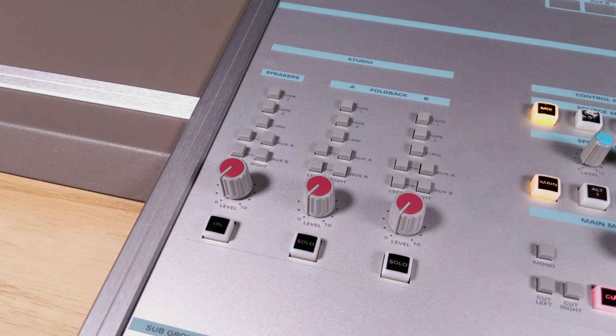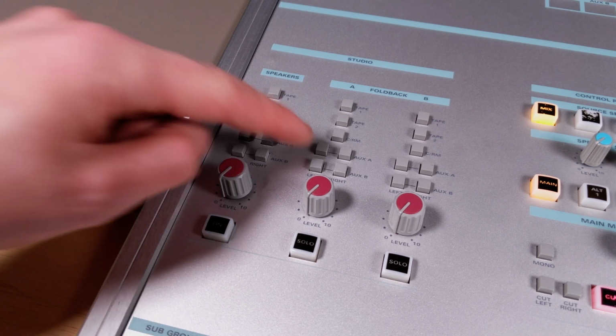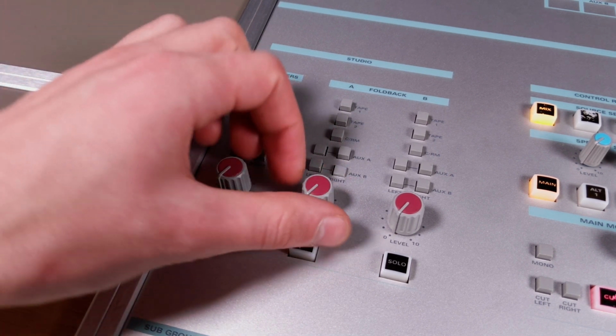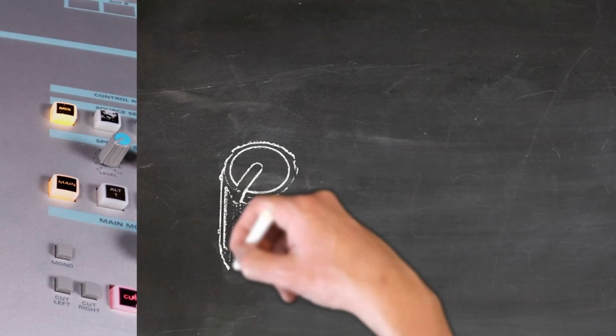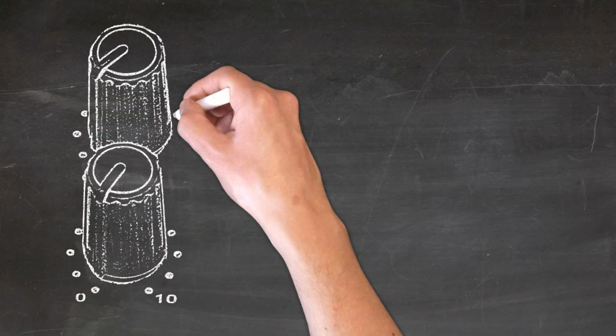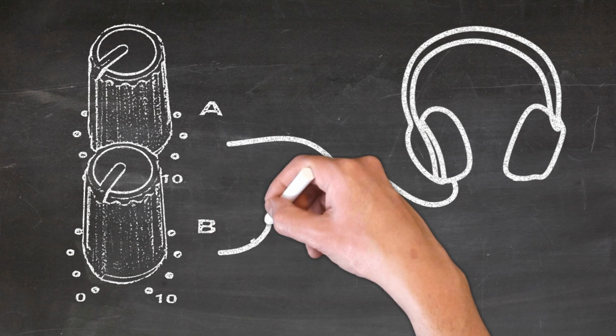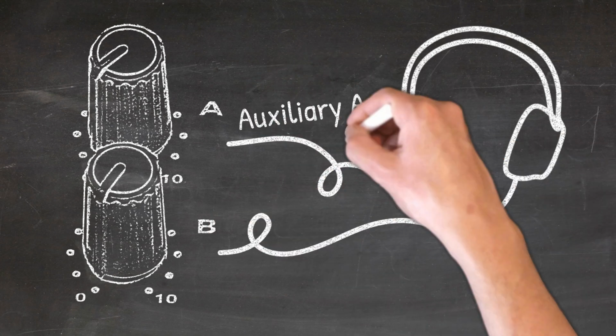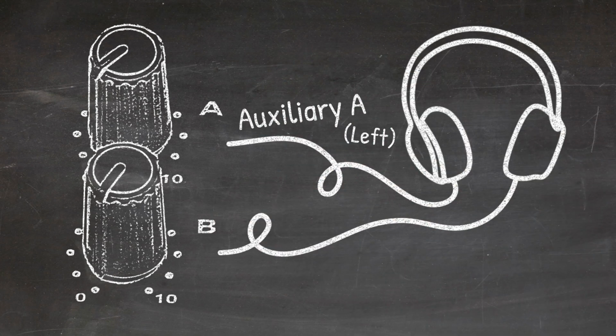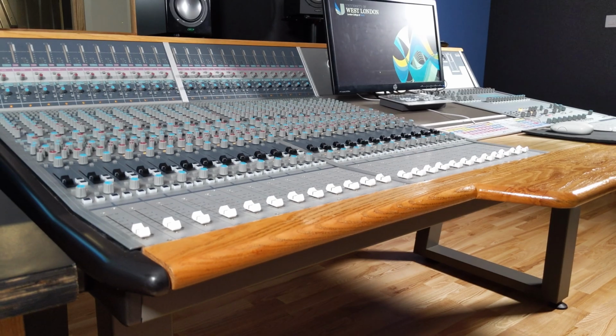To create a stereo foldback mix, engage the left button for aux A and the right button for aux B. This means when you send audio from a channel to aux A, it will come out of the left side of the headphones, and by sending audio to aux B, it will come out of the right side of the headphones. If the audio is sent to both aux A and aux B, it will come out of both left and right and sound central.